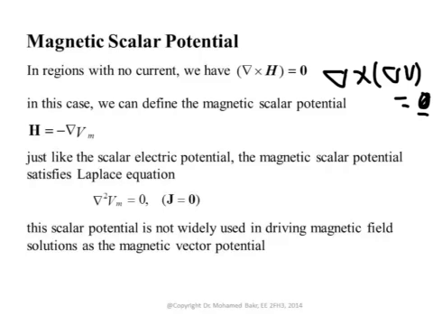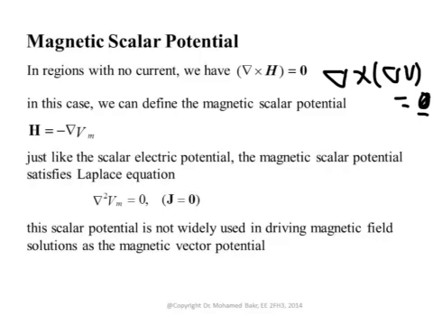Of course, this is valid only if you don't have a current in the region. If you have current, then the curl of H is not 0, and H cannot be written as minus the gradient of Vm. It can be shown that this magnetic scalar potential also satisfies the Laplace equation, in a very similar way to what we had in electrostatics, as long as there is no current. But this magnetic scalar potential does not find wide applications.